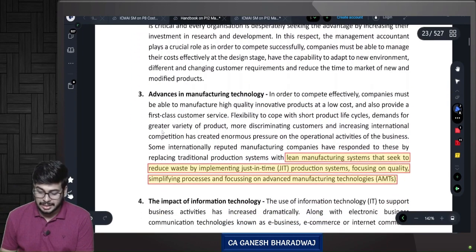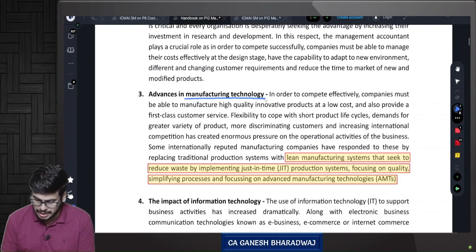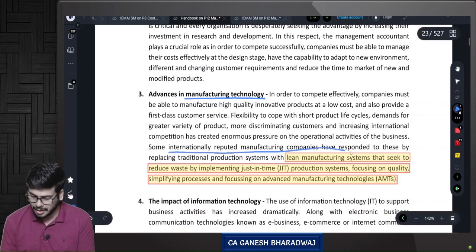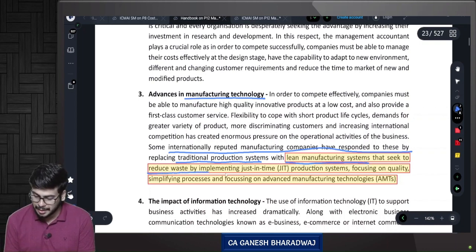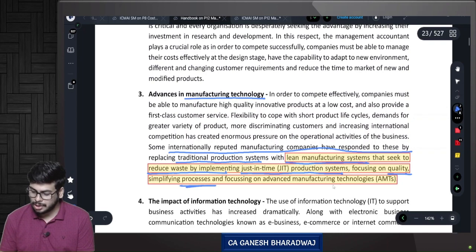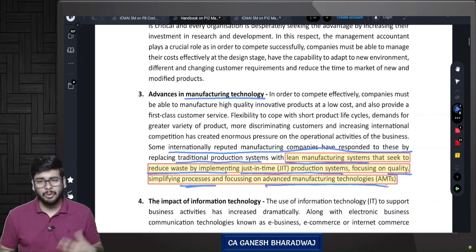Then advances in manufacturing technology. You should be aware of the latest advances in manufacturing technologies. Some internationally reputed manufacturing companies have responded to these by replacing the traditional production systems with lean manufacturing systems that seek to reduce waste by implementing just-in-time production systems, focusing on quality, simplifying the processes, and focusing on advanced manufacturing technologies, AMTs. This was also another fill in the blank question that was asked. I will explain. Now what happened?